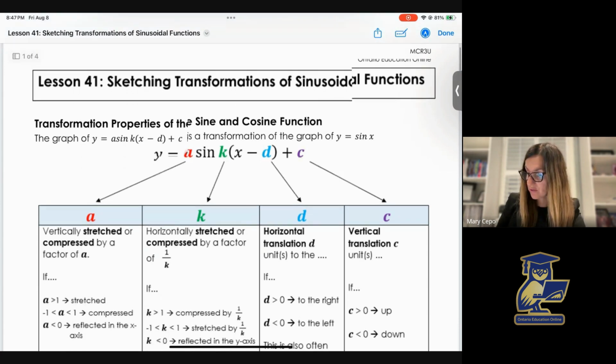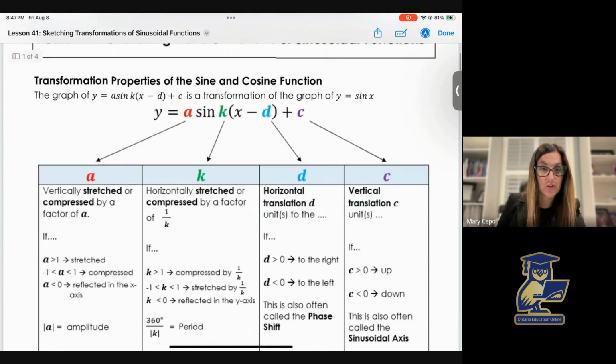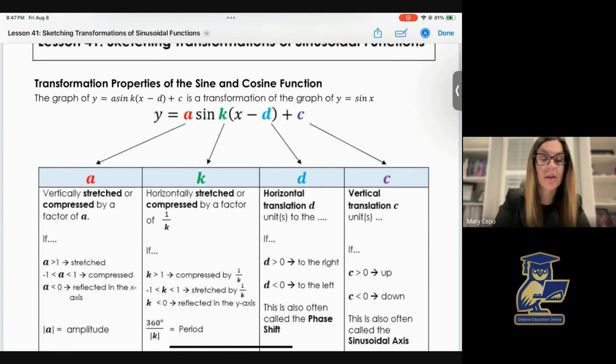So transformation properties of the sine and cosine function. The graph of y equals a sine k bracket x minus d plus c is a transformation of the graph of y equals sine of x. Now, keeping in mind all the different transformations are exactly the same, we're just now applying it to the parent function y equals sine of x. So that's going to be transformed.